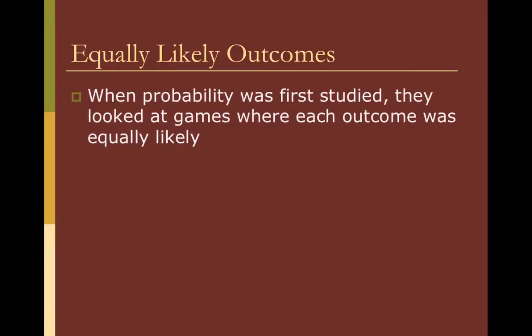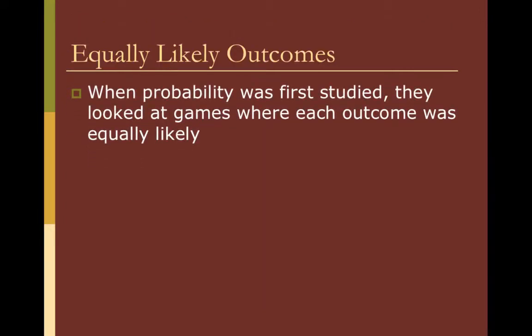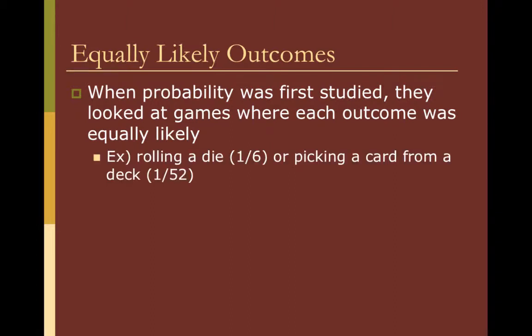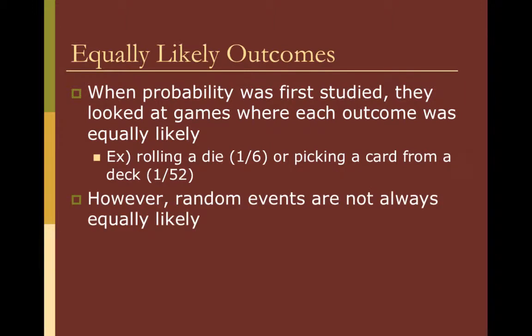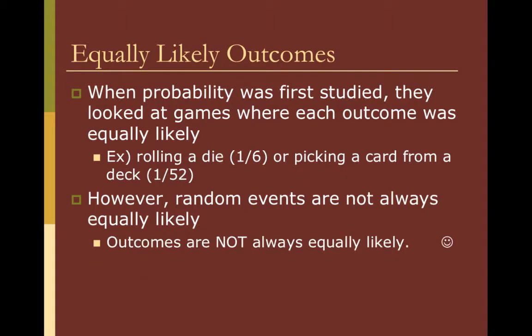Equally likely outcomes. When probability was first studied, they looked at games where each outcome was equally likely. For example, rolling a die is 1 out of 6. So 1, 2, 3, 4, 5, or 6 could come up. Picking a card from a deck of cards. You have 52 cards in the deck, you pick one, you have a 1 out of 52 chance of any one card coming up. However, random events are not always equally likely. Outcomes are not always equally likely. When that's the case, we have to follow rules when dealing with probability.